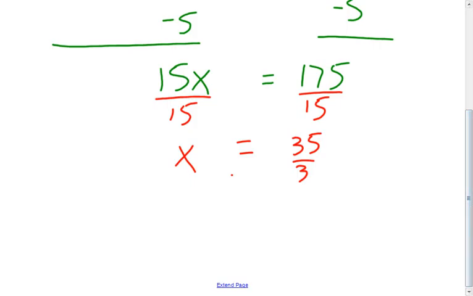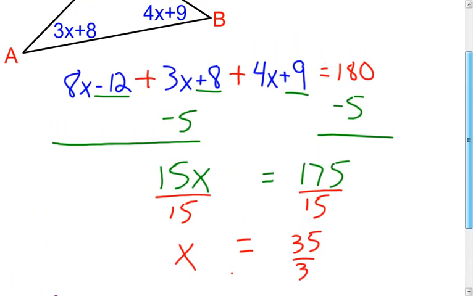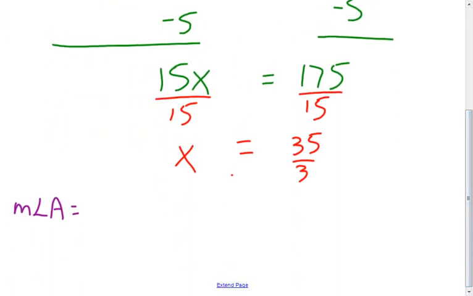Let's go with this. So the measure of angle A, according to my problem, says it's 3x plus 8. So I'm going to take 3 times my x, that was 35 thirds, and then I have to add on 8. Well, this one works out nice. The 3's divide out, and we have 35 plus 8, so 43 degrees is the measure of angle A.